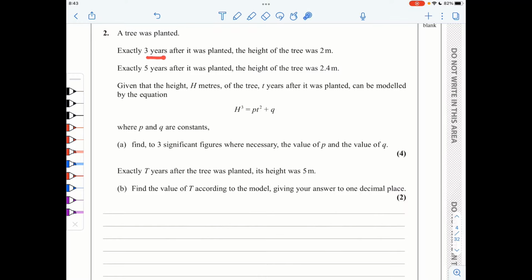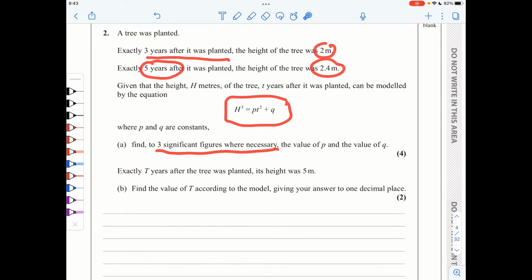In question 2, it's a tree that was planted. 3 years after it was planted, the height was 2 meters, and 5 years after it was planted, it reached a height of 2.4 meters. We believe that this is a suitable model to describe the relationship between the time and the height, and we need to find, to 3 significant figures where necessary, the values of P and Q.